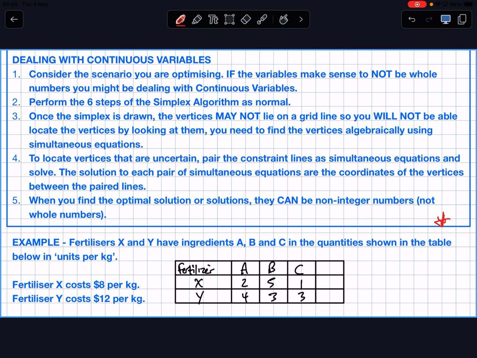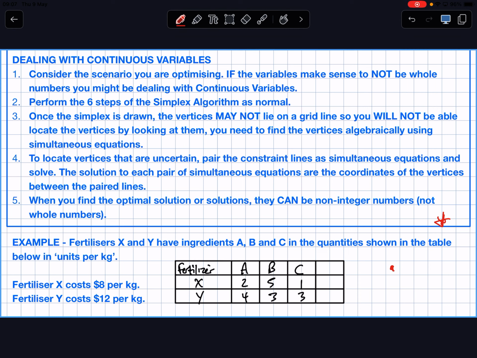So just a quick overview, if you want it in a couple of sentences. What is different about dealing with continuous variables? When you look at the question, ask yourself, would it be reasonable for the answer to be not whole numbers? Do the simplex algorithm as normal, nothing different about that. But when you see that your lines are crossing not on a grid line, sort of somewhere in the middle, like there, you can't use your eyes to determine what the coordinates are. So you need to do extra maths. You need to use simultaneous equations between the two lines that are intersecting there to check where they actually cross.